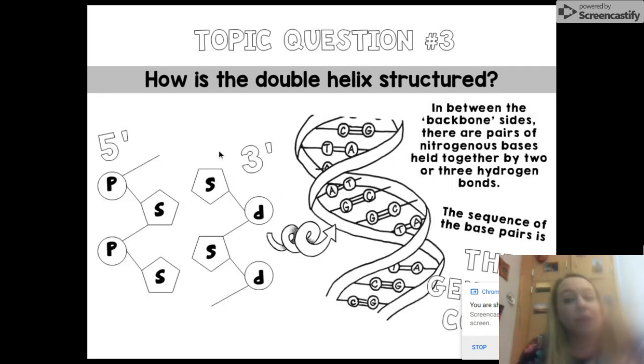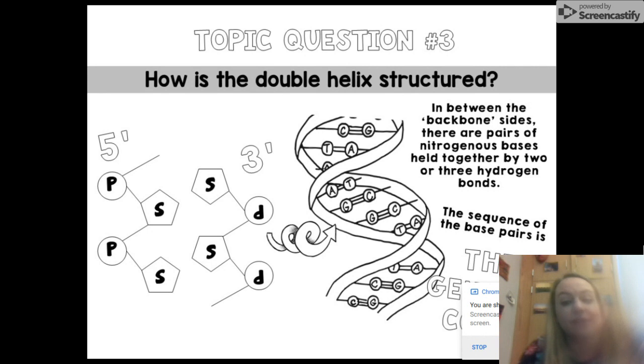How is the double helix structured? In between those backbones, the sugar phosphates, we have the nitrogenous bases. You'll notice that C is held to G with 3 hydrogen bonds right here. And then T and A go together, and those guys are held together with 2 hydrogen bonds. So the sequence of C's, T's, A's, G's, T's, that's actually the genetic code.